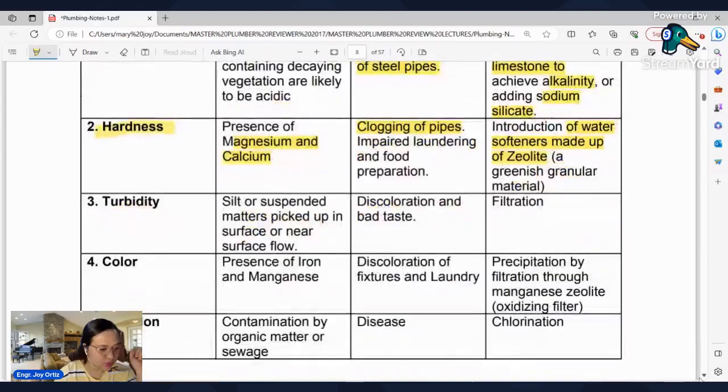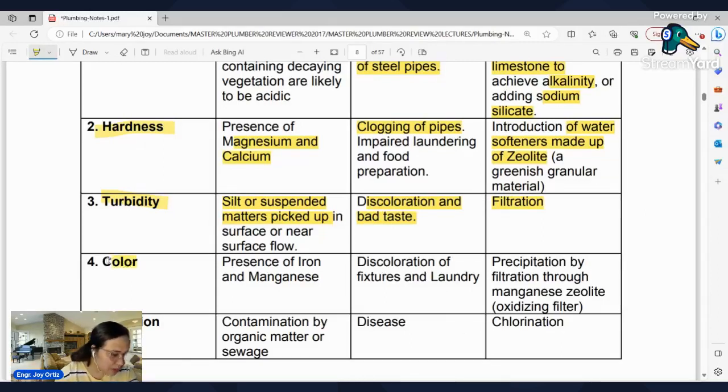Another problem is turbidity. The cause is silt or suspended matter picked up in surface or near-surface flow. The effect is discoloration and bad taste of our water, so we need filtration. That's the correction.